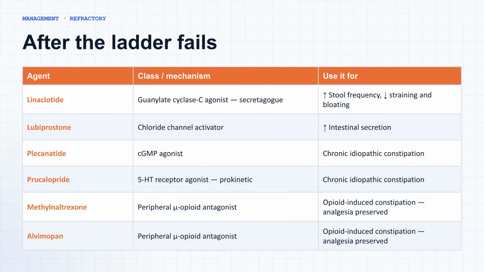Linaclotide increases stool frequency and reduces straining and bloating. Lubiprostone increases intestinal secretion. For opioid-induced constipation, use methylnaltrexone or alvimopan. These block the peripheral opioid receptor without touching analgesia. For chronic idiopathic constipation, plecanatide, a cyclic GMP agonist, or prucalopride, a serotonin receptor agonist.